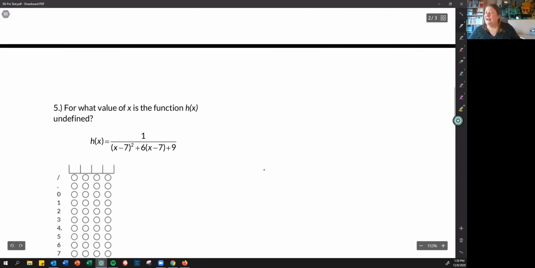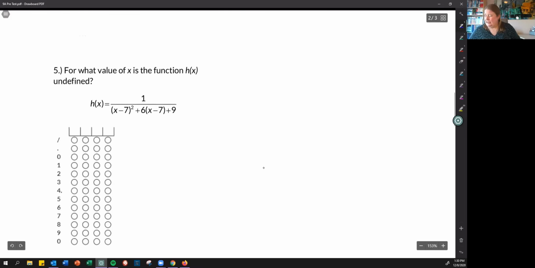On to question number 5. I think this is the last question. It says, for what value of x is the function undefined? The times when a function is undefined, there's like two times that you'll see over and over again. That's when you have a negative number underneath a square root. That's not going to apply in this question because there's no square roots.